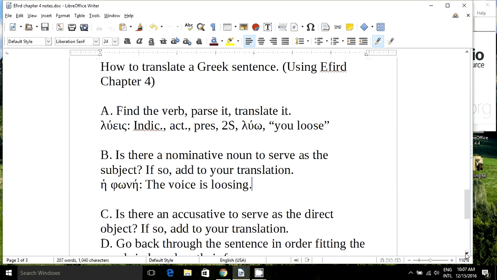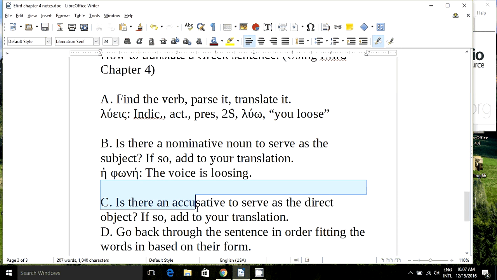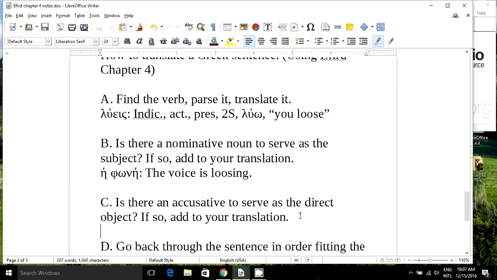And then step C: is there an accusative to serve as the direct object? If so, add it to your translation. So notice this is if so, right? Likewise for the nominative. There doesn't need to be a nominative because, as a matter of fact, this is a great case when there's not going to be a nominative. I used a second person up here. Let's change that.